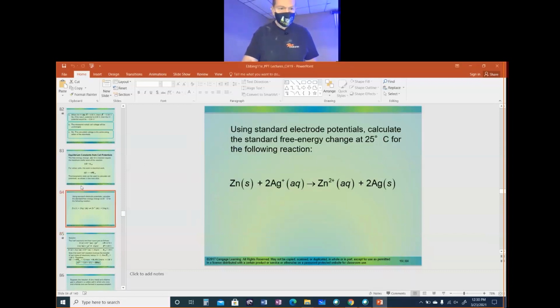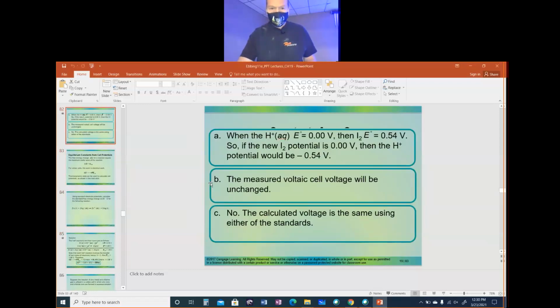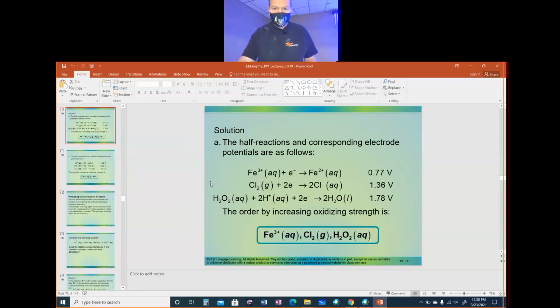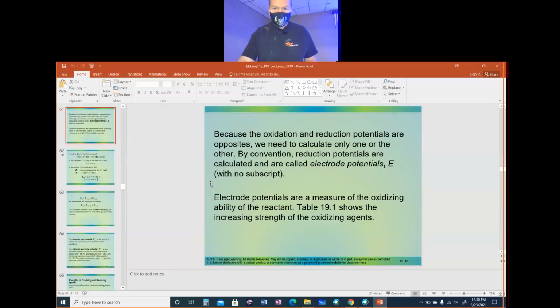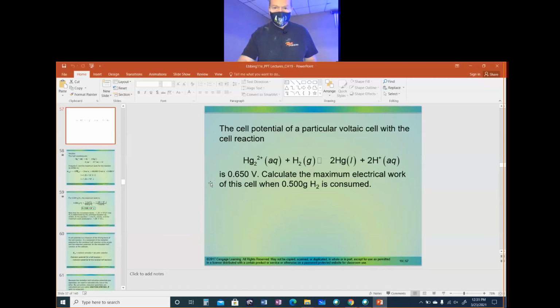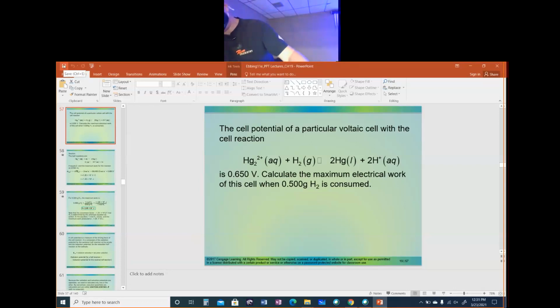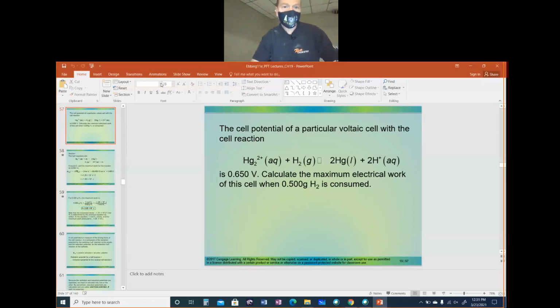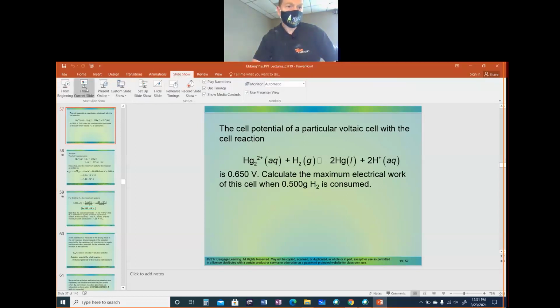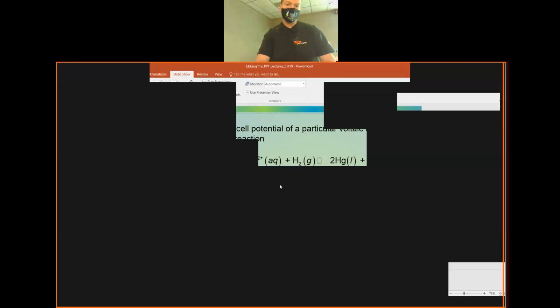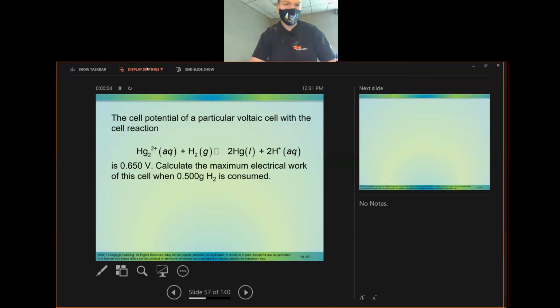All right, we left off on work. We left off doing this problem, and we did not finish it because we calculated the delta G, but we found it per mole, and we did not find it per gram.